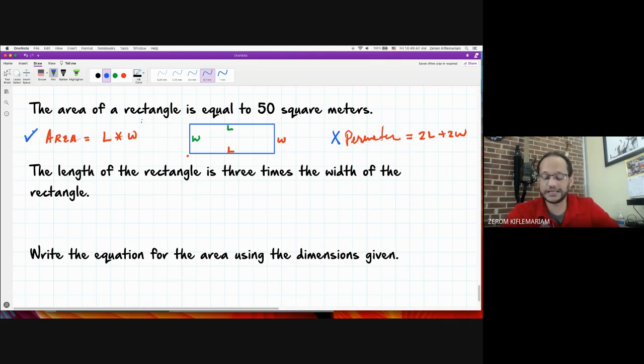So the area of a rectangle is equal to 50 square meters. Bingo. So area is given by, 50 is equal to length times width. What else? Somebody help me with the second line. The length of the rectangle is 3 times the width of the rectangle. How can I write that one?